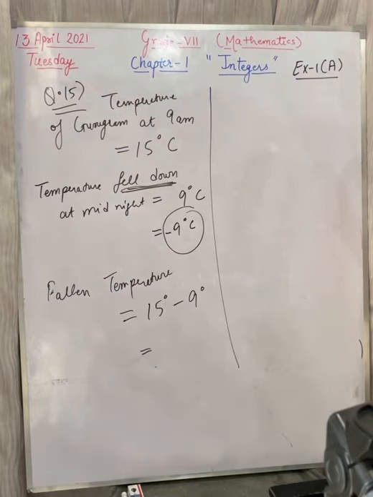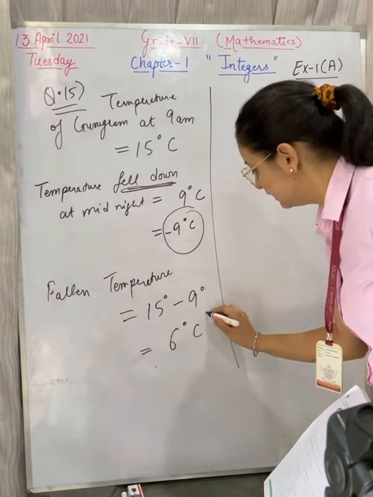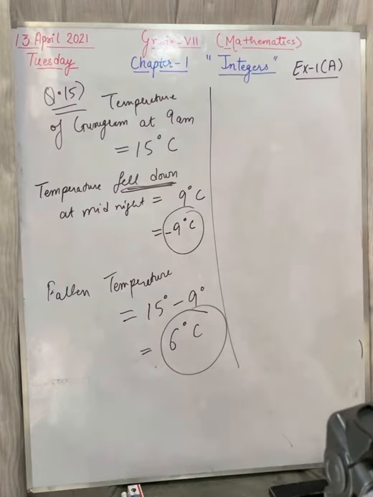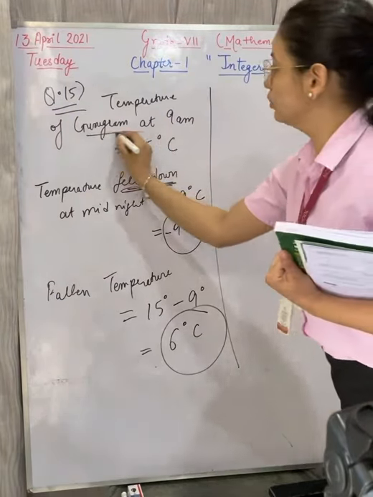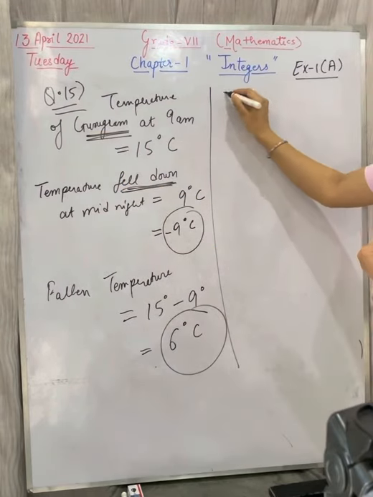How much is 15 minus 9? Please calculate quickly. Yes, it is 6 degrees Celsius. So this is the fallen temperature of Gurugram. Okay, Gurugram. Now comes to here.